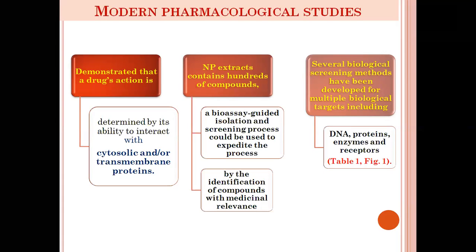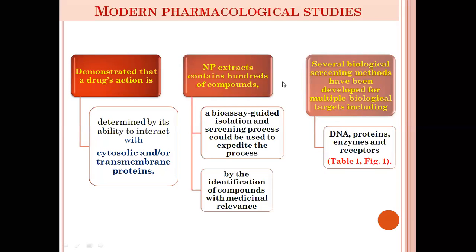That is why bioassay guided isolation and screening can speed up the drug discovery process by identification with medical relevance. That is the reason several biological screening methods have been developed for multiple biological targets. There are many methods, which I will explain one after the other in the coming slides. These screening methods involve target proteins such as DNA, protein molecules, enzymes, or receptors, which I am going to show you in table 1 and figure 1.